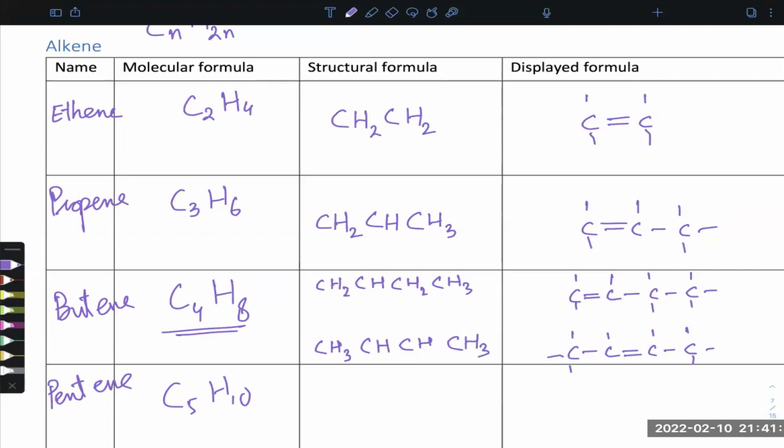They are isomers. Isomers, that's what we call them. Same molecular formula, different structural formula. इनका नाम भी चेंज हो जाएगा. This is but-1-ene. This is but-2-ene.